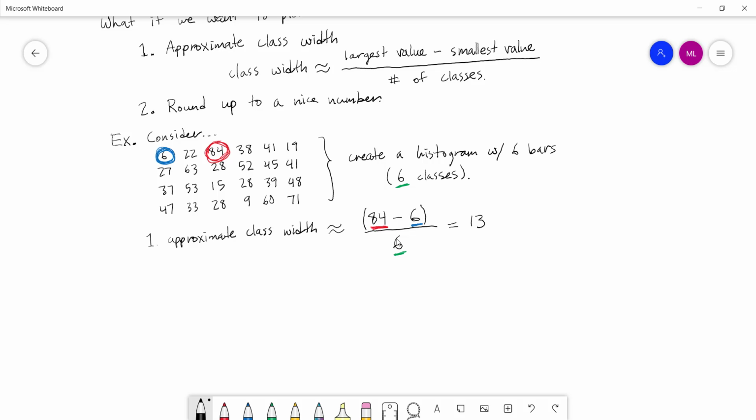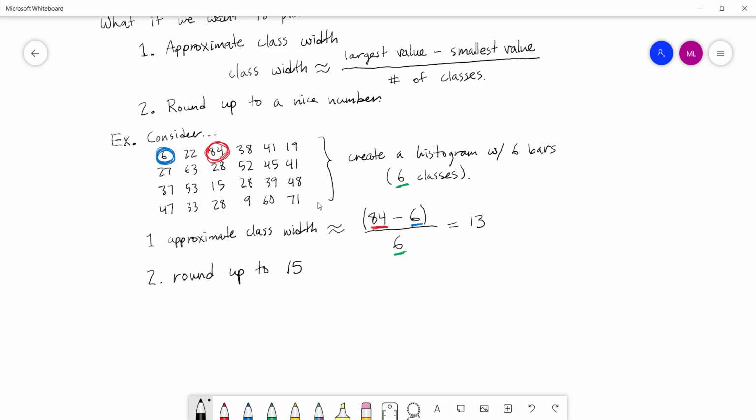I don't want to use 13. So what's a reasonable number to use? Maybe 15 would be a good one. Maybe some people would choose to round all the way up to 20. In my case, I'm going to round up. That's going to be my step 2. I'm going to round this up to 15. And by doing this, it gives me some freedom.